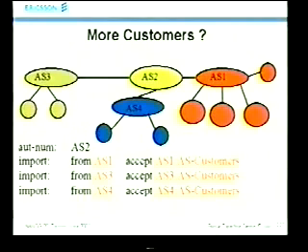Okay. What if you have more customers? Now this is really growing. This is like the boom days of the year 2000, you know. Autonum object AS2. Import from AS1 except AS1:AS-customers. All these. Import from AS3 except AS3:AS-customers. These. Import from AS4 except AS4:AS-customers. These. This is beginning to look a bit cumbersome.